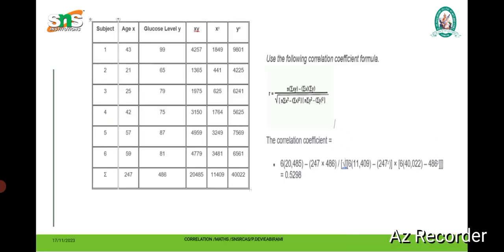I hope you all understand how to calculate the correlation coefficient by using a formula. Thank you.